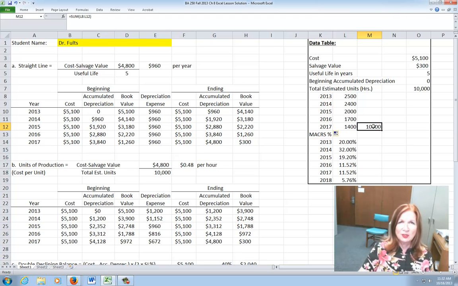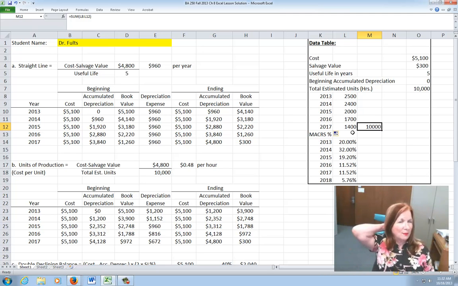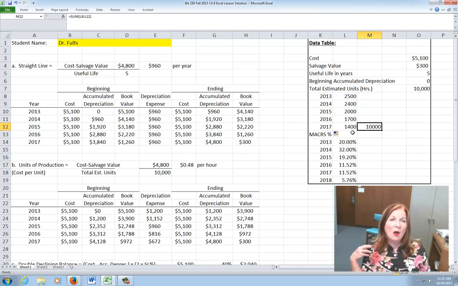You come over here to the box right beside it, and you've got to prove to make sure that this is 10,000 hours. Because if it were more or less, we would have to adjust the final year to make it 10,000 hours. Either it wouldn't be fully depreciated, and we're going to need to charge ourselves that expense, or we would leave too much or too little book value. So now it is exactly 10,000 hours when we prove that, so they equal one another.